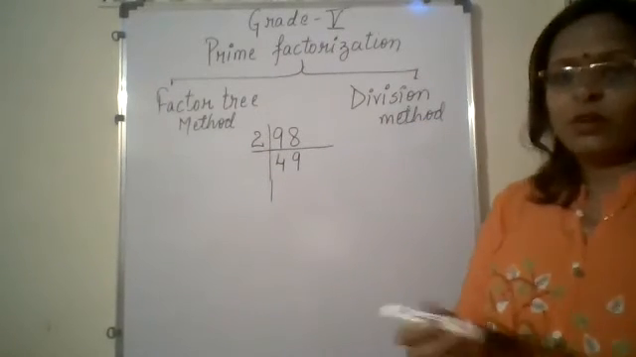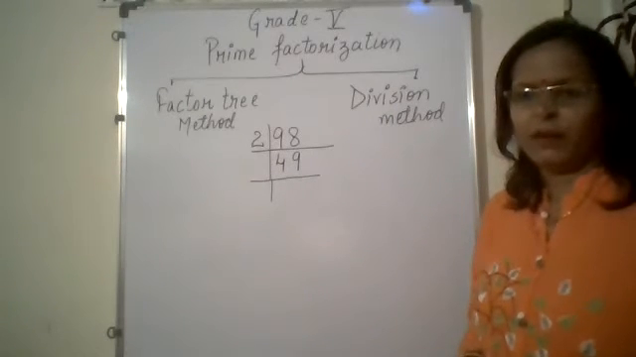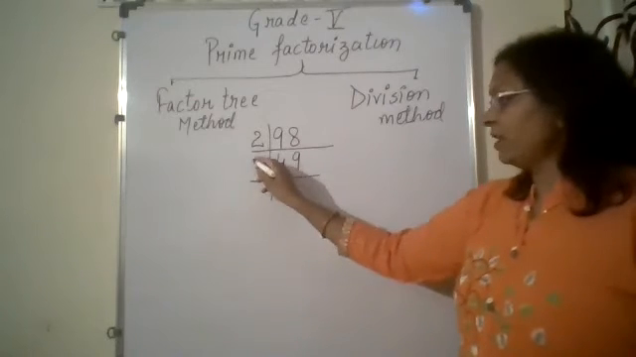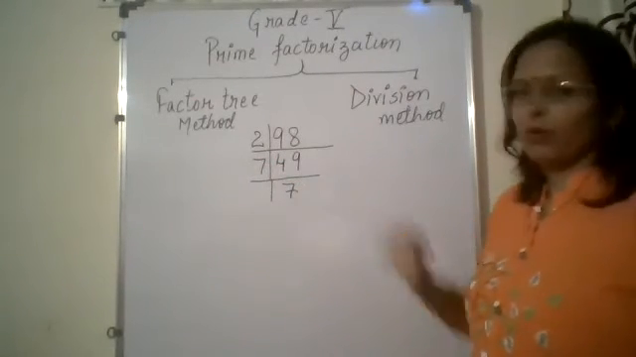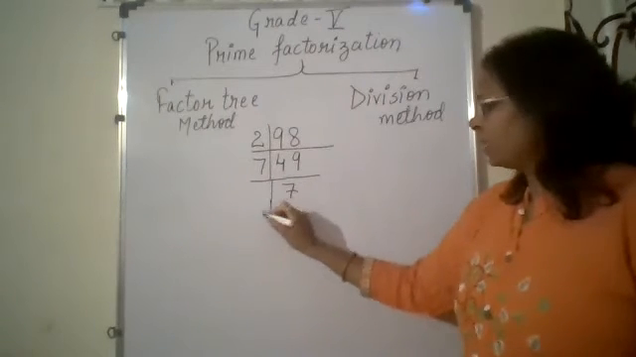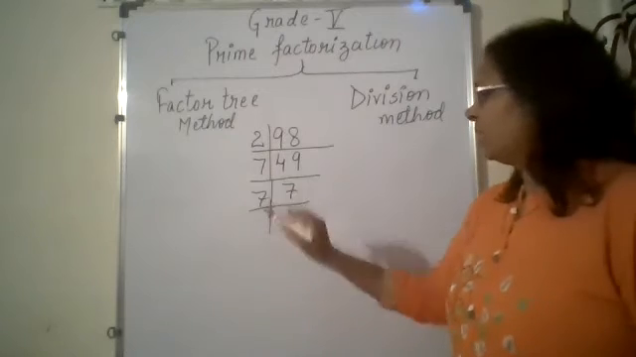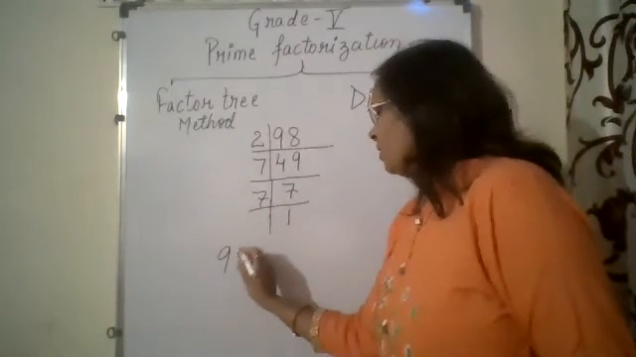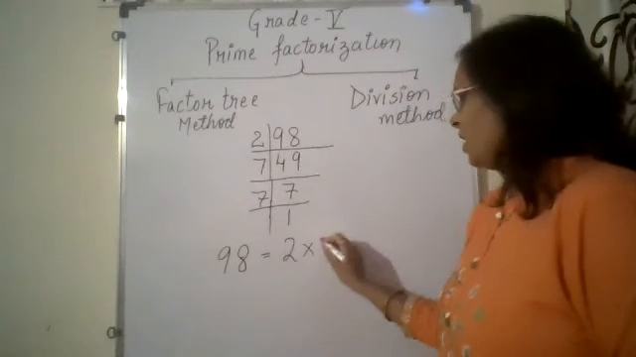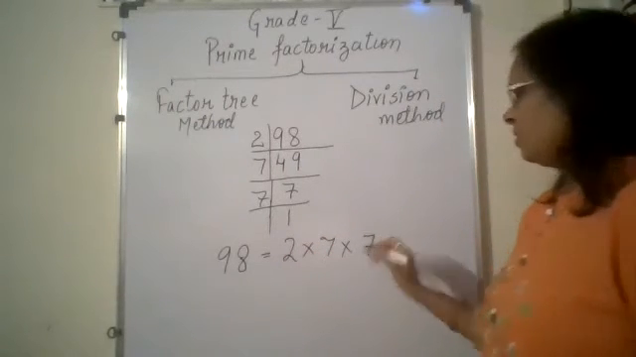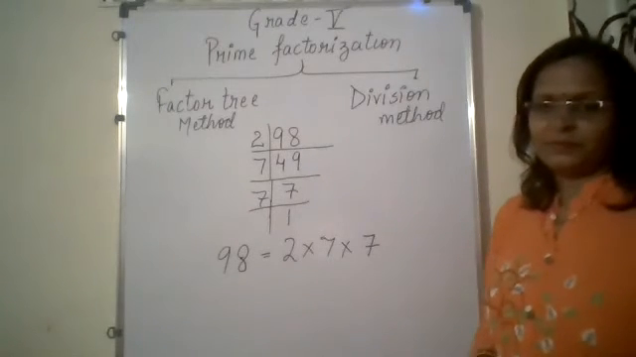So 49. Now see, 49 comes in the table of which number? 7. 7 is also a prime number, and when 7 is multiplied by 7, you get 49. Then 7 ones are 7. So you can write 98 as a product of these three prime numbers, that is 2 into 7 into 7. I hope this is clear to everyone.